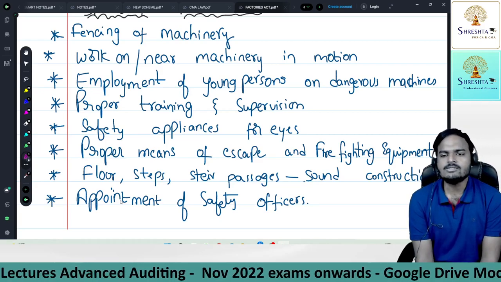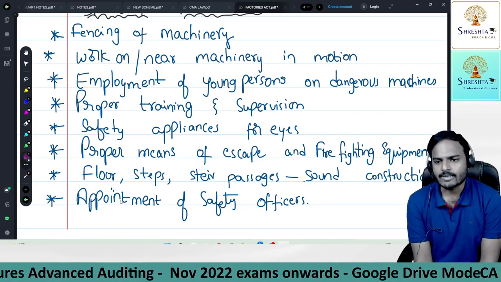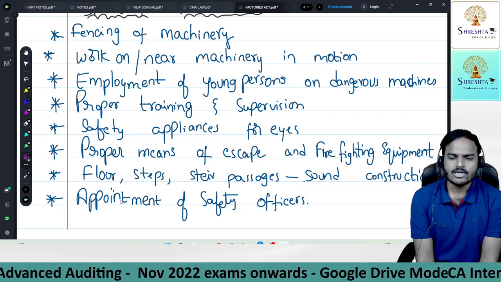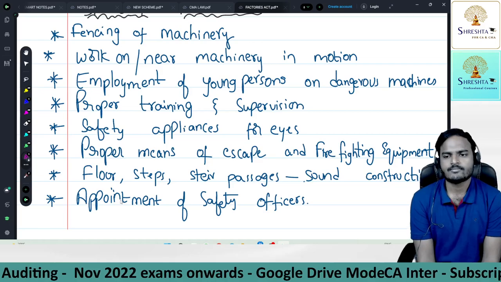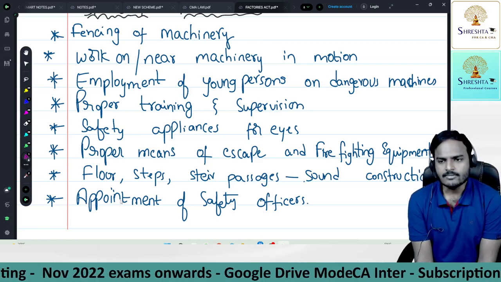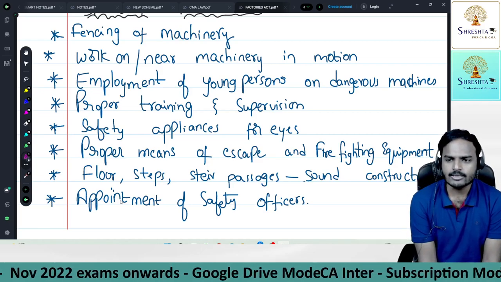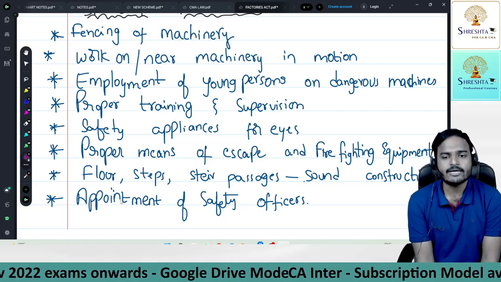Next one, proper means of escape and firefighting equipment. Suddenly, a fire accident took place. Now, there should be an emergency exit, and sufficient firefighting equipment should be there so that we can mitigate the fire, we can mitigate the loss.